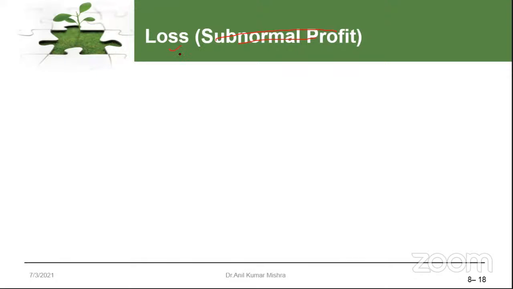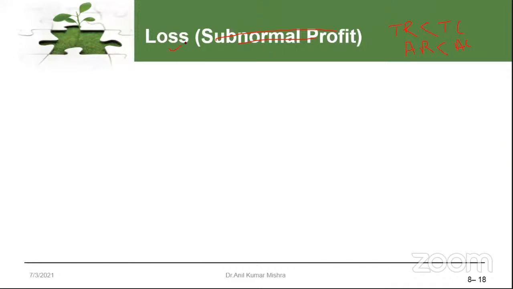Loss means when total revenue is less than the total cost. Total revenue is less than the total cost. So when revenue, I mean the sales receipt, is less than the cost of production, then obviously it is called a loss. Or in the other way, average revenue, the price per unit, is definitely less than the average cost. I mean the average cost is more than the price per unit. So that is the concept of losses.